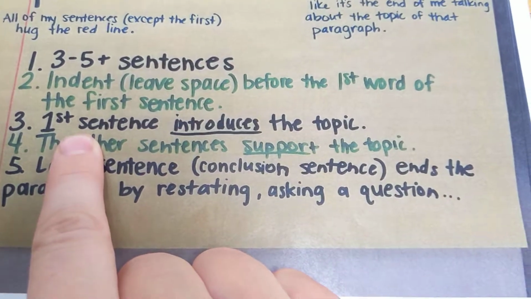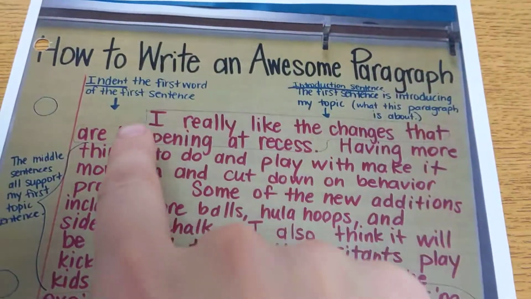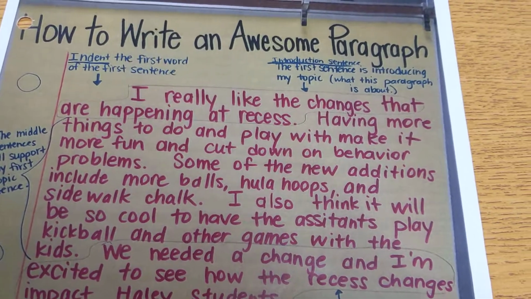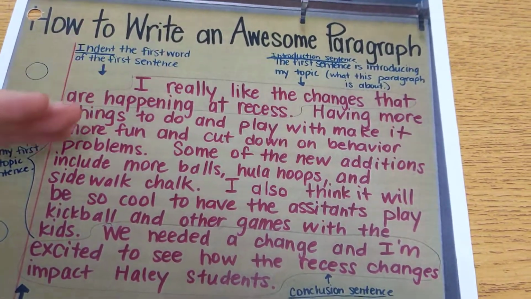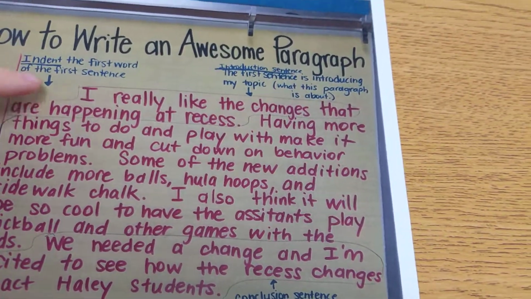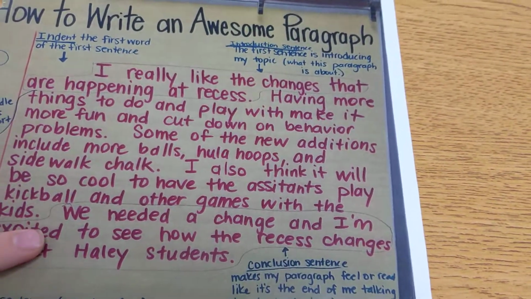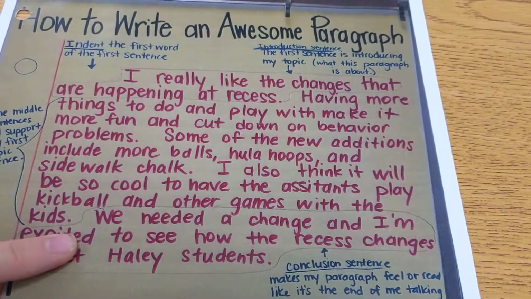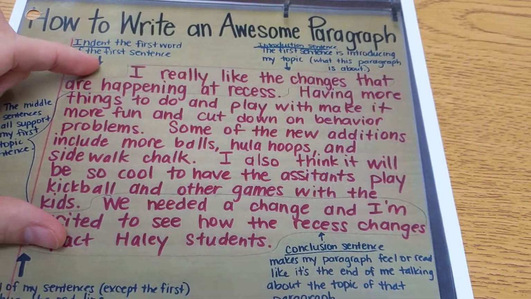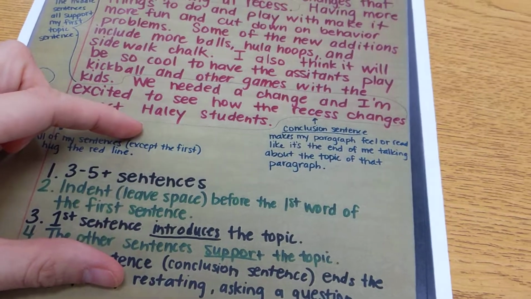The first sentence introduces the topic. That means the first sentence tells us what the rest of the paragraph is going to be about. If you see how I put a box around that first sentence, it says, I really like the changes that are happening at recess. So everything else in this paragraph is talking about the changes at recess. That's my introduction. This is what I'm going to talk about for the rest of this paragraph. And if I start talking about something different, then I'll start a new paragraph. So if this one is, I really like the changes that are happening at recess, maybe my second paragraph would be, I really like the changes that are happening at lunch, or something like that.